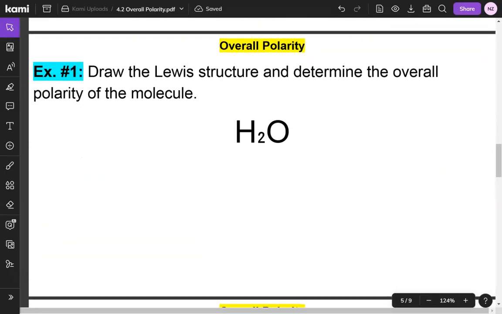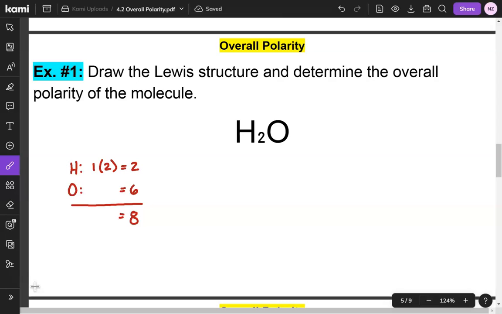All right, so we're going to go through a couple of examples. We're going to be drawing Lewis structures and then determining the overall polarity of the molecule. Whenever we do Lewis structures, we always start by listing out the number of valence electrons. For hydrogen, there's one valence electron, but there's two of them in this case. And then oxygen has 6. So that'll be 8 total.